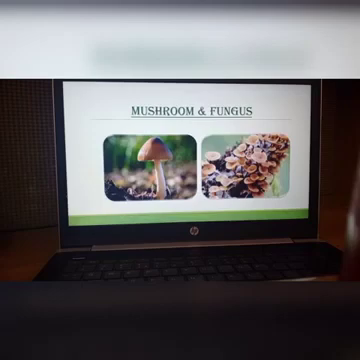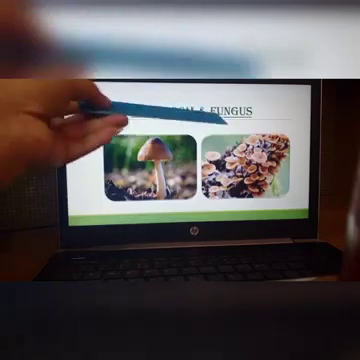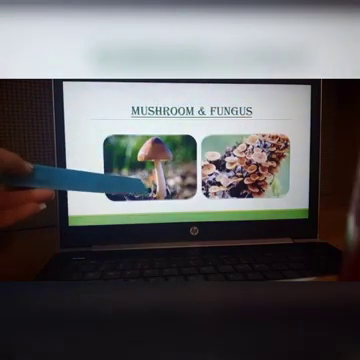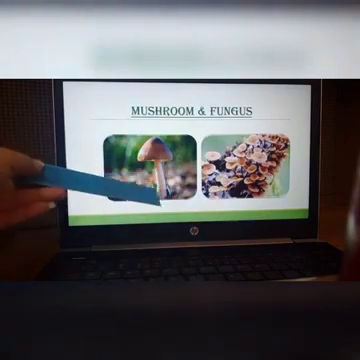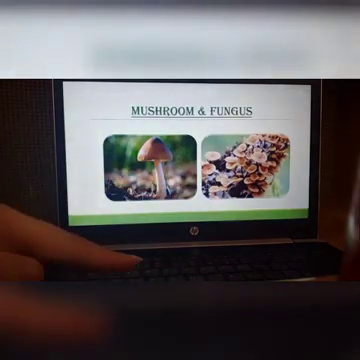So saprophytes, or you can say mushrooms and fungus, are also plants, but they are unusual because they are different from a regular plant.